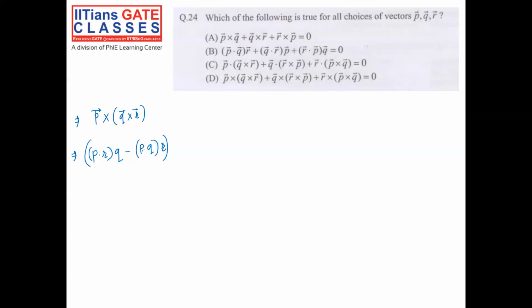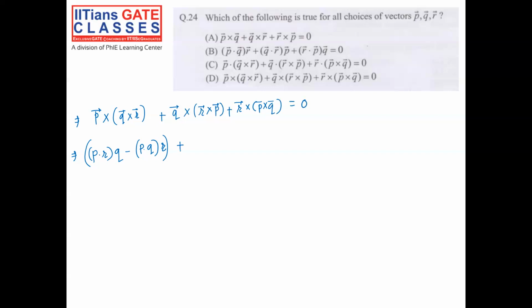So if you look into the fourth option, the first term I have already written, the second term is Q bar cross R bar cross P bar plus R bar cross P bar cross Q bar. Okay, so let's check whether it is satisfying the equal to 0 criteria or not.